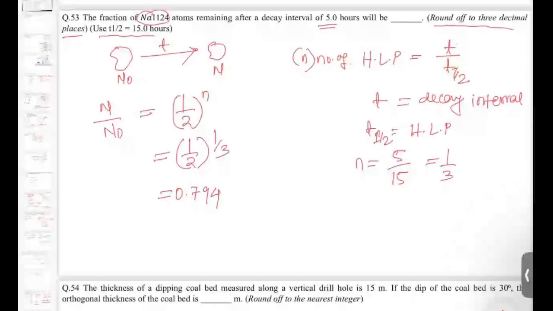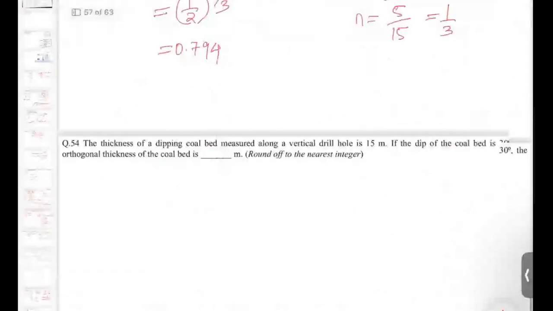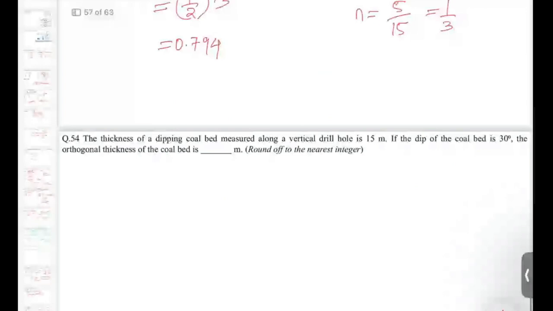The next question is: the thickness of a dipping coal bed measured along a vertical drill hole is 15 meters. Just a minute, I have to draw it. So this is the surface, and this is a dipping coal bed, and there is a drill hole here.